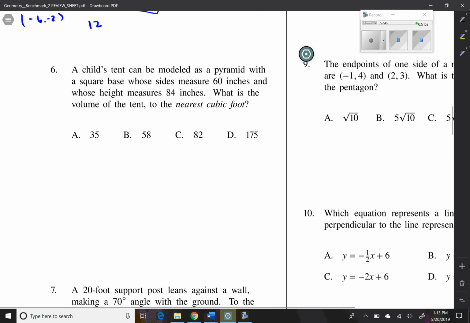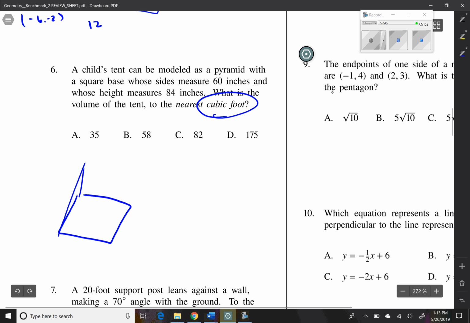Number 6 says a child's tent has been modeled with a pyramid with a square base with measures of 60 inches and a height of 84 inches. Notice it says cubic foot. So this pyramid is going to have a square base. It's going to come to a point, something like this, and there's going to be this line going to the middle. This is going to be 5 feet and 5 feet. If I take 84 and divide it by 12, I think that's 7 feet tall.